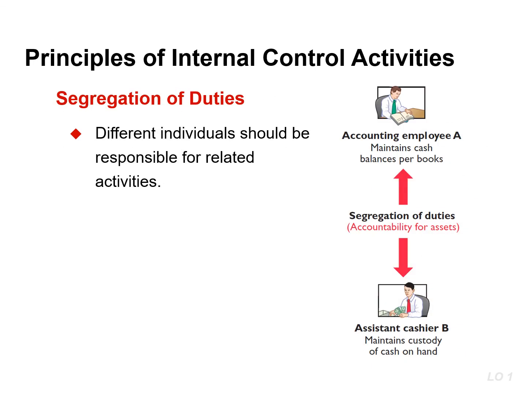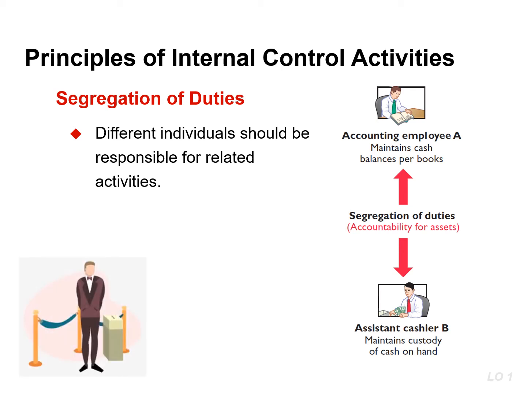Segregation of duties is crucial in an internal control system. It limits fraud and promotes the accuracy of the accounting records. There are two common applications of this principle. The first is that different individuals should be responsible for related activities.